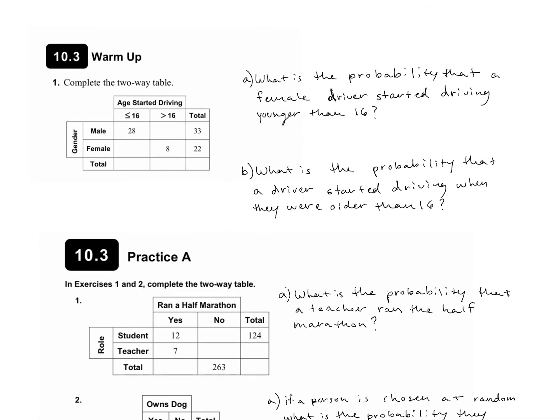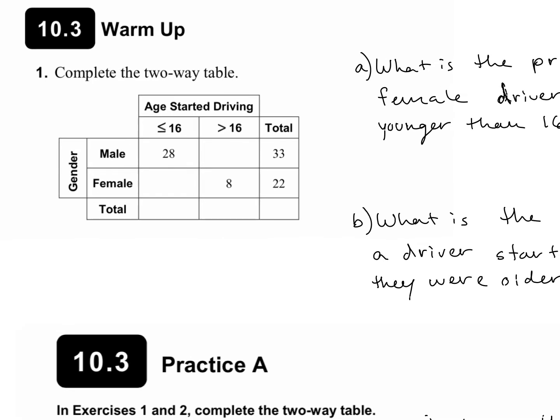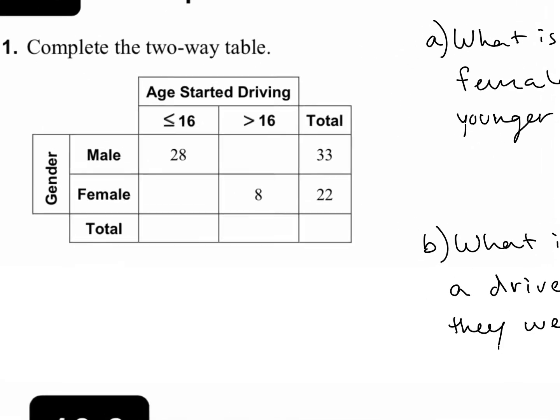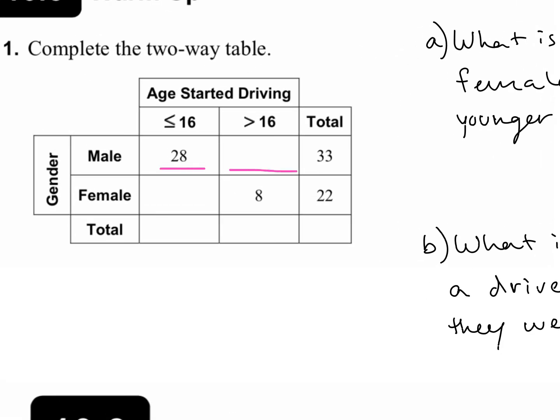Next page. First, we want to complete the two-way table and then answer our questions. So this number plus this one equals 33. So that would mean that missing number there is 5. This number plus this number equals 22. So that missing number here would be 14.